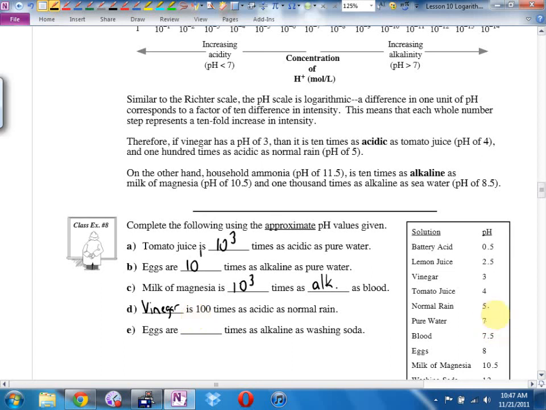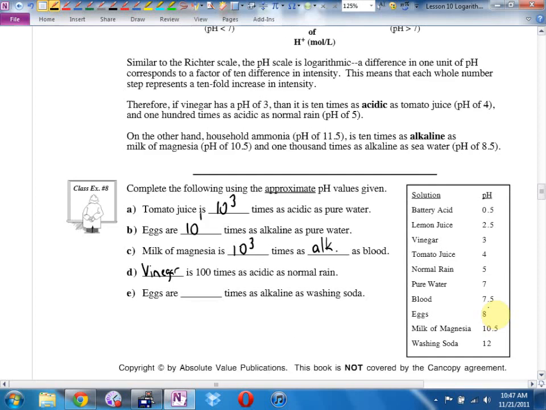The only one I don't like the wording of is E. E says, eggs are how many times as alkaline as washing soda? See, washing soda is a 12, eggs are an 8, but they want me to go in the alkaline direction. They're saying, how many times more alkaline is this than this? But this is to the left of it. It's going to be 10 to the negative 4. It's less alkaline. It's 1/10,000th as alkaline.